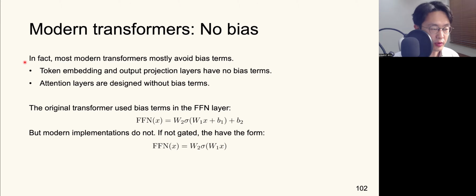Actually, it's not just the RMS layers. Most modern transformers avoid bias terms altogether. So the token embedding layers and the output projection layers are designed to have no biases. The attention layers are also designed without bias terms. So the linear layers for the QKV vectors do not use bias terms. The original transformer did use bias terms for the position-wise FFN layer, but modern implementations do not. So when you have a non-gated FFN layer, it usually has this form without the bias terms.